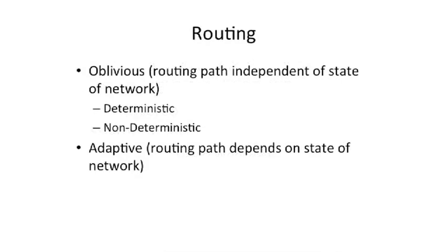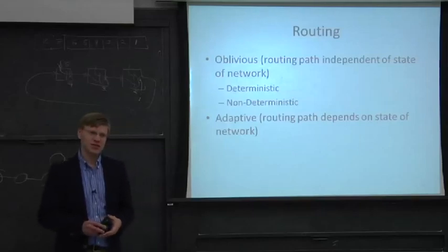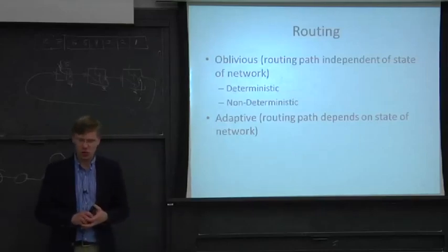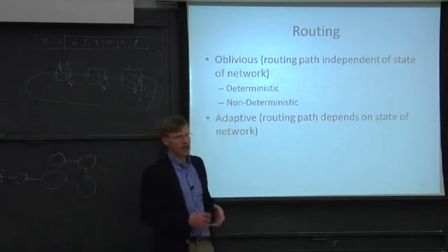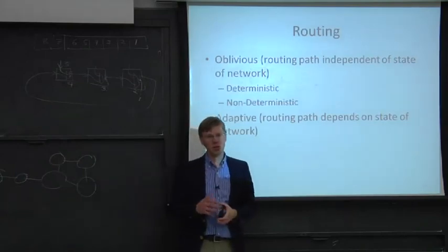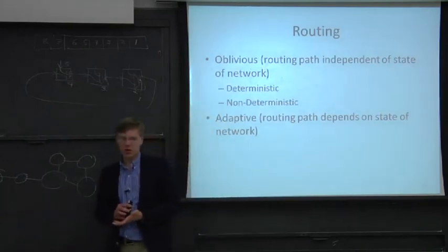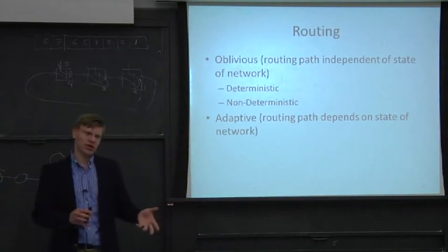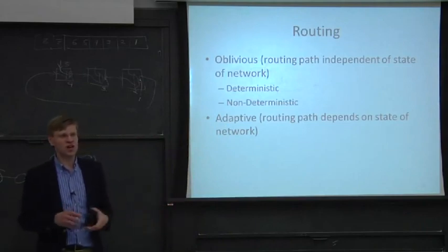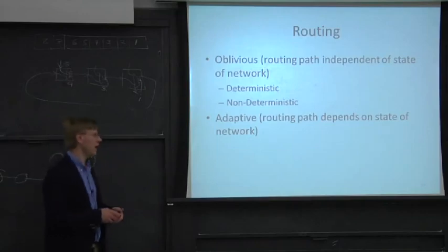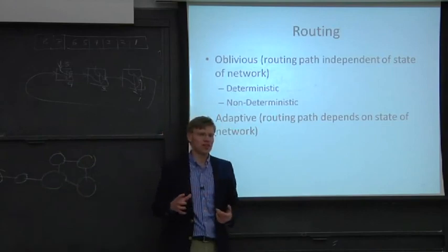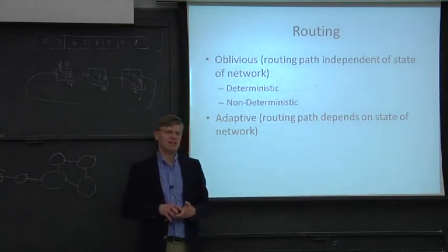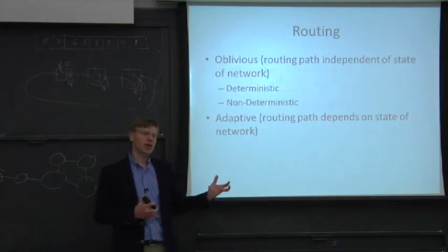OK, so now let's briefly touch on routing protocols. There's lots of different routing protocols out there. And roughly, let's split them into two different categories. Oblivious routing protocols, where the routing path through the network is independent of the state of the network. And the second one is adaptive routing. These are sort of smarter networks. They somehow look at the state of the network and make some decision.